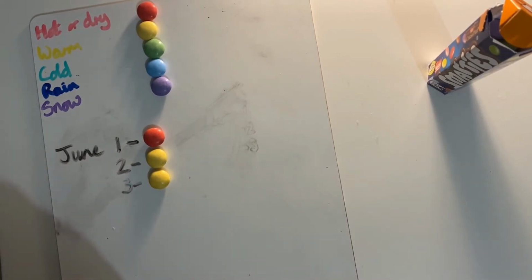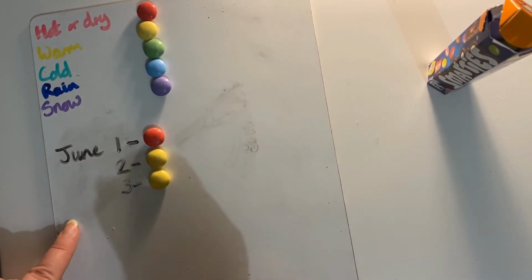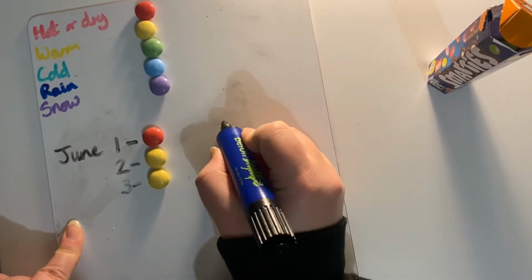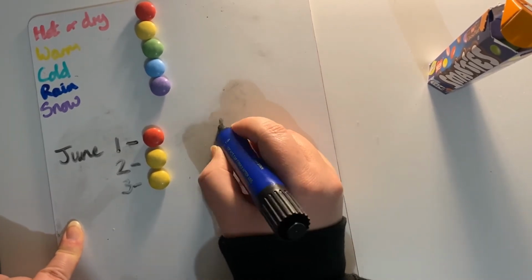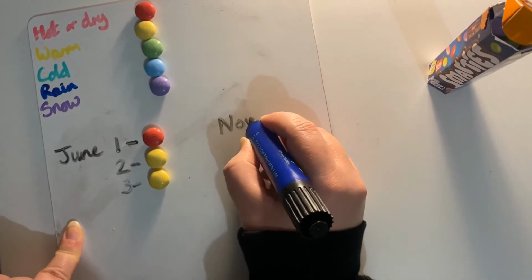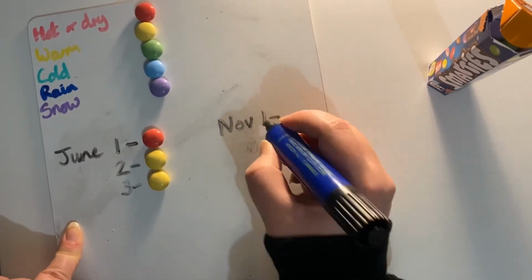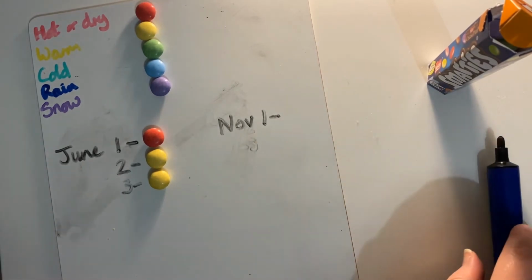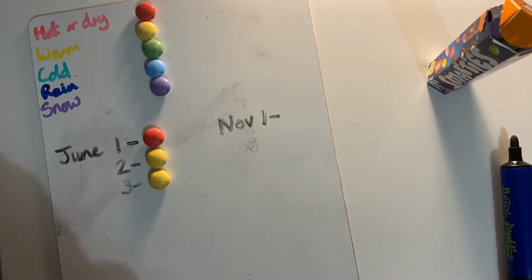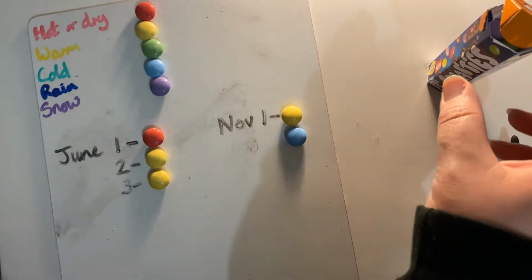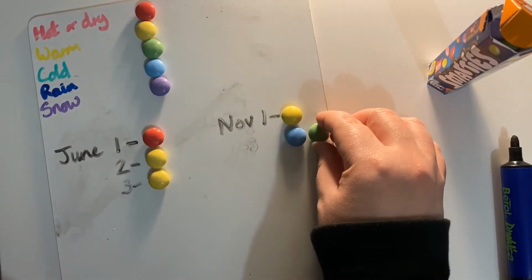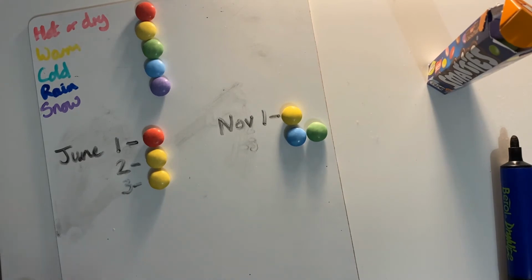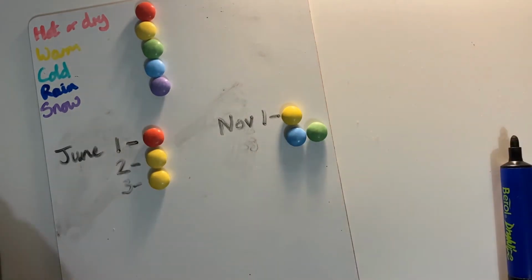My pen's running out. Okay, let's swap, still to Greece, but let's think about November. So let's think about the 1st of November. I hope you can see that pen clearly. 1st of November. Now, it's Greece. It's not right in the middle of winter, so it might still be quite warm. But the next day, we're going to have a bit of rain, okay? And it's going to be quite cold as well. So you can see that we do have some different colours there.